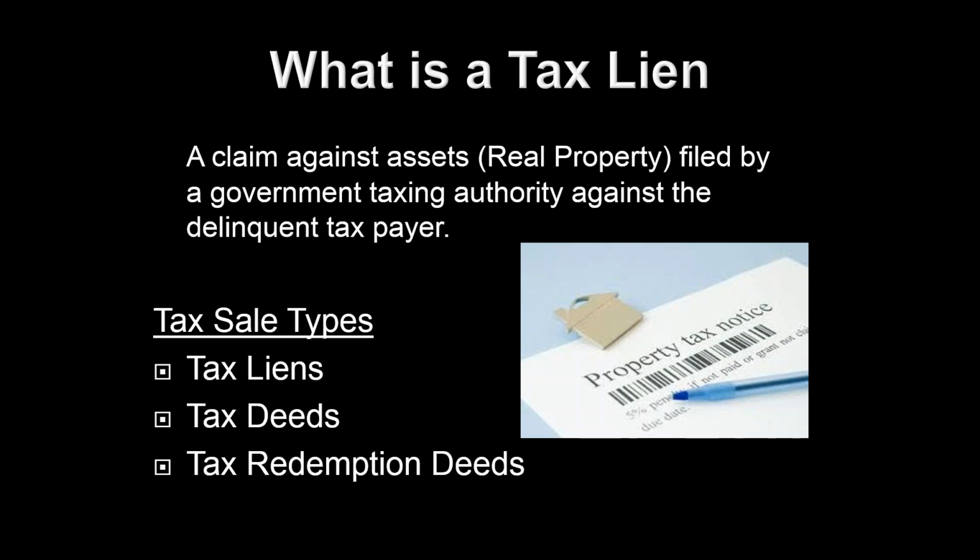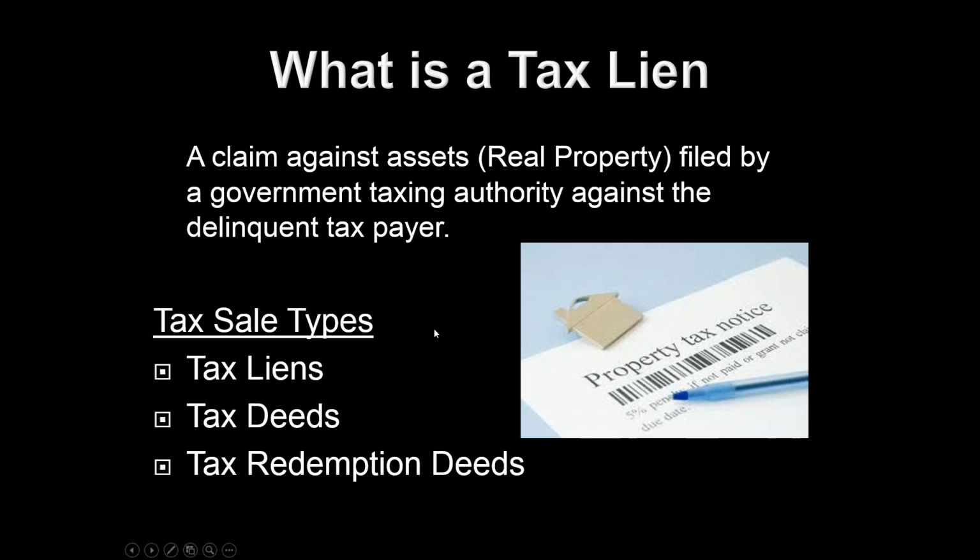So if we haven't gone through the information, you can go back and watch many of the past webinars, at least the last two, and we'll go through each one of these in a little bit of detail. But essentially, there's three different types of tax sales. There's tax lien sales, there's tax deed sales, and then of course redemption deeds.